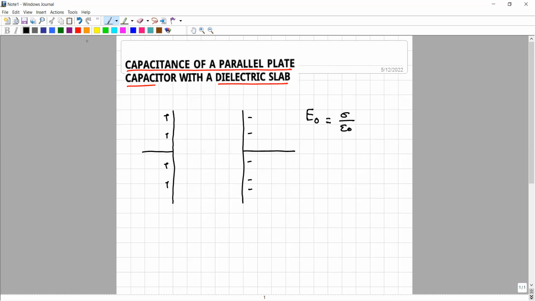Now I'm going to put a dielectric slab into the space, but the slab is not going to cover the whole of the volume. It's not going to cover the whole space. So T is the thickness of the slab, and D is the distance between the plates.